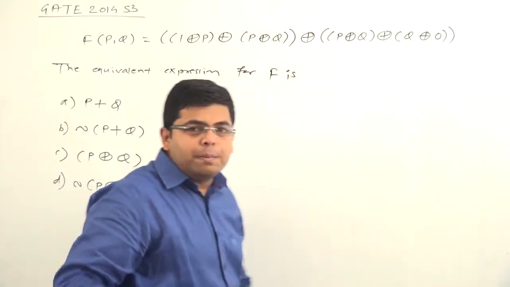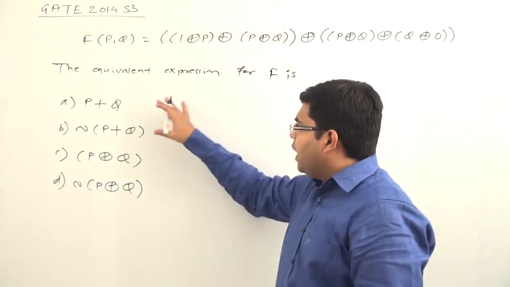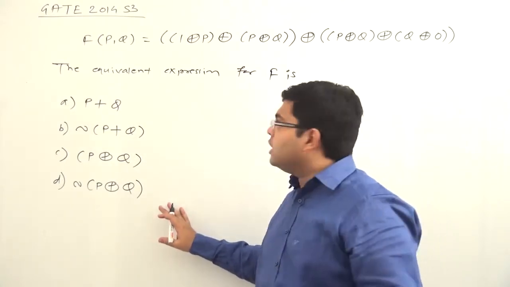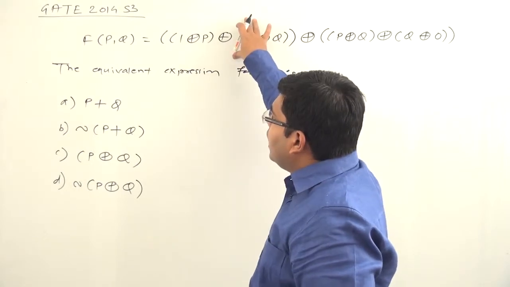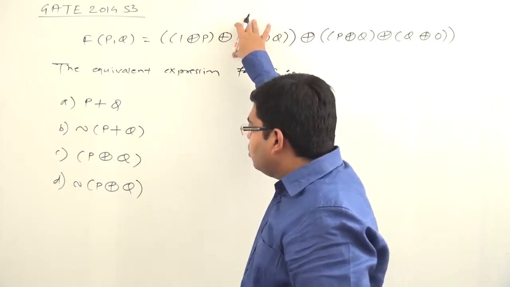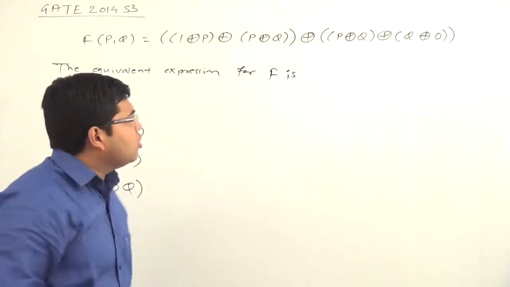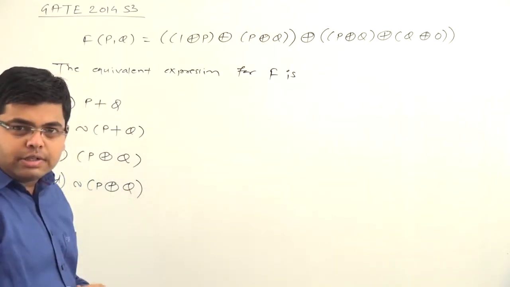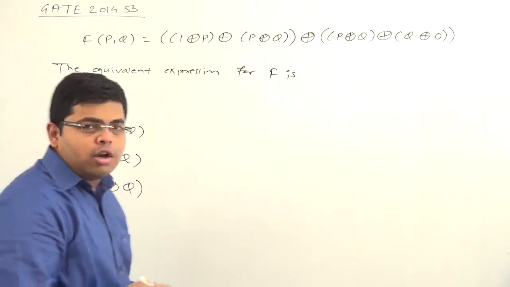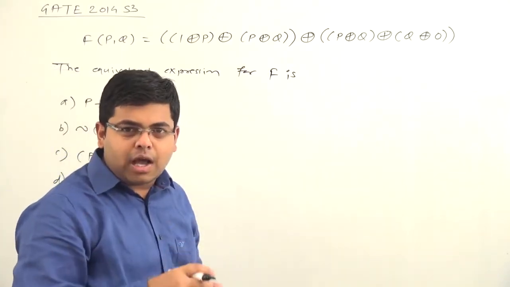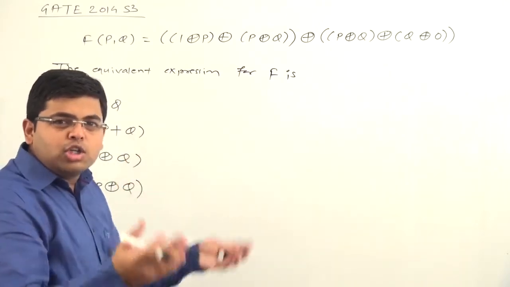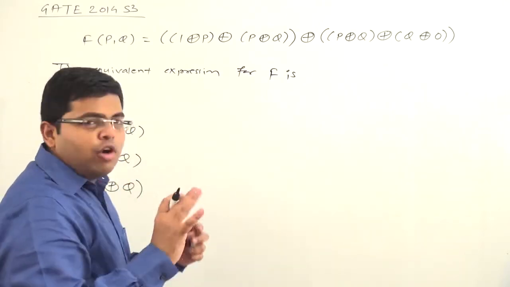Now we need to simplify the given formula and check which of the given options is equivalent to the formula F of P comma Q. Let us see how it can be done. The first property which has to be applied here is associativity, and we know that XOR as well as XNOR operators are associative. That's why you can open the brackets according to our convenience, the way we want.